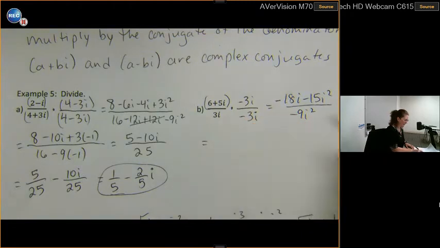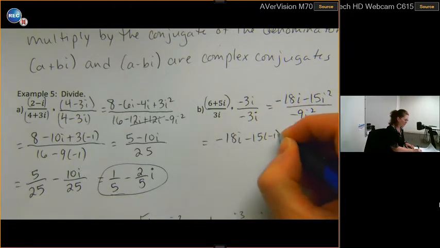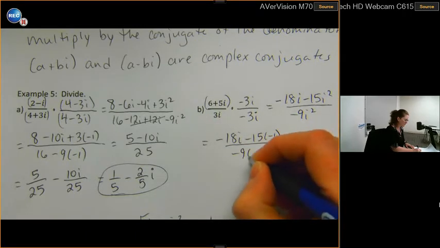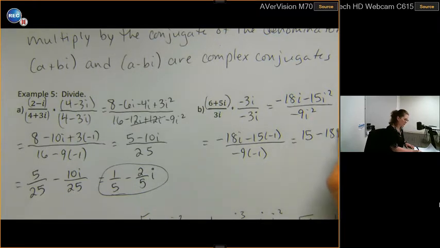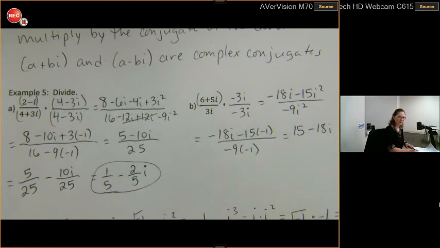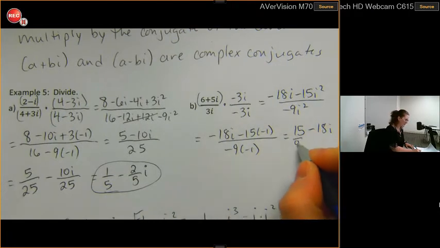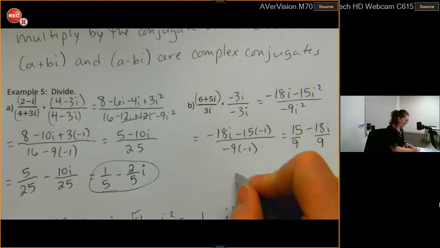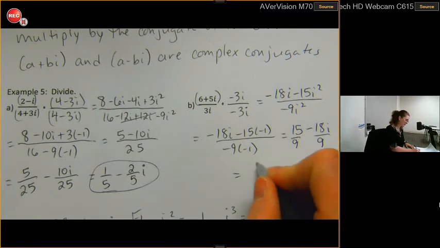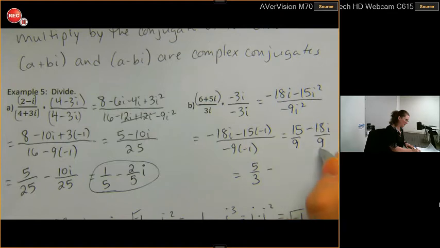And I'm going to change my i squareds to negative 1. And kind of keep going here. So positive 15, and I'm going to put that first for standard form. And then this is positive 9. So I'm going to split up my fraction and simplify each fraction. That one simplifies by 3, and that one by 9.